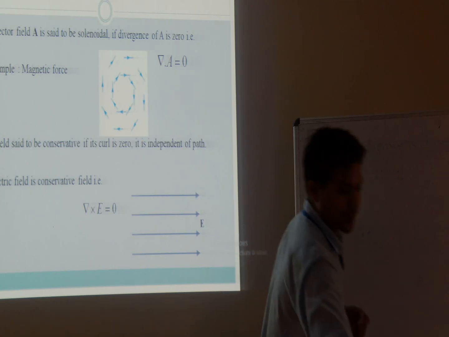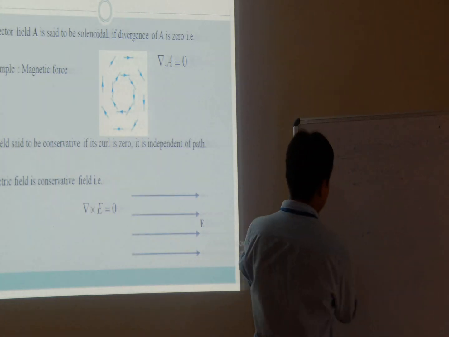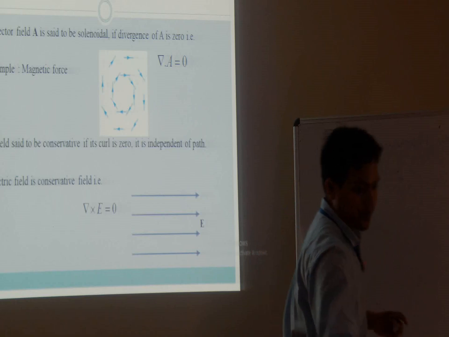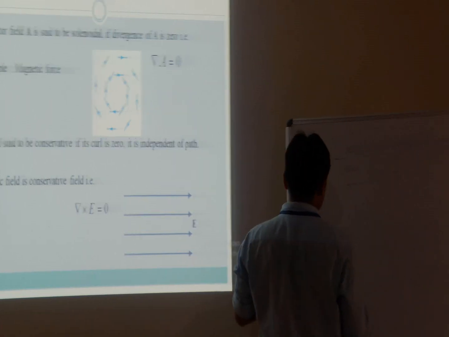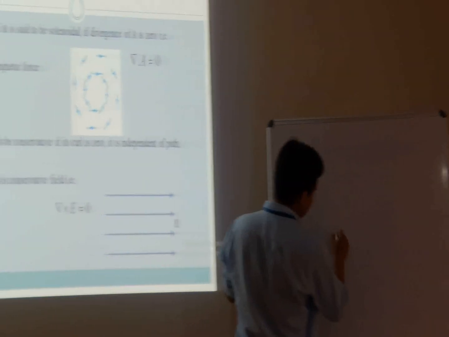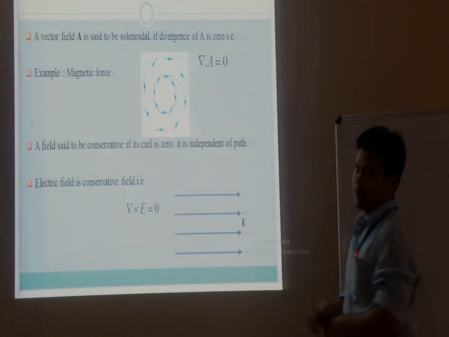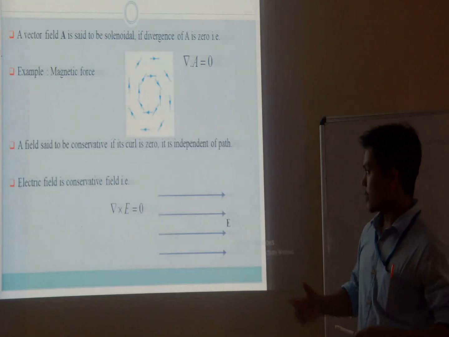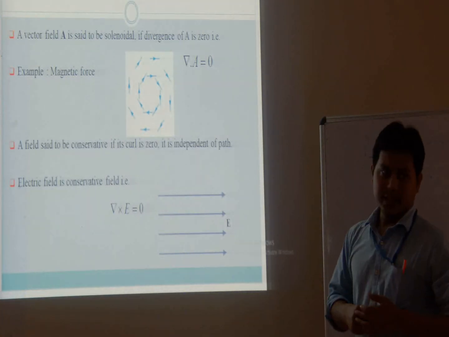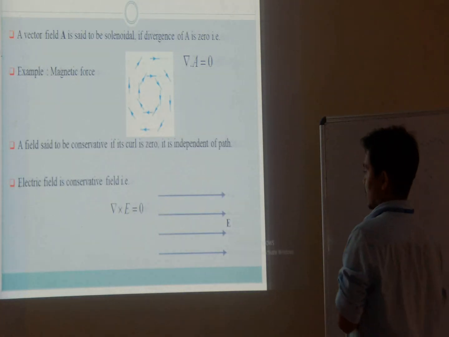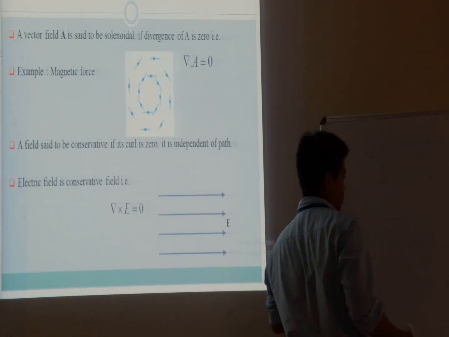And next is the conservative field. A field is said to be conservative if the curl of that field is 0. For example, the electric field. If we take the curl of this electric field, that is 0. The electric field is not a rotational field.